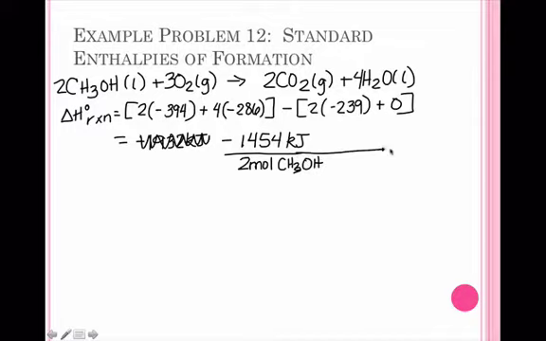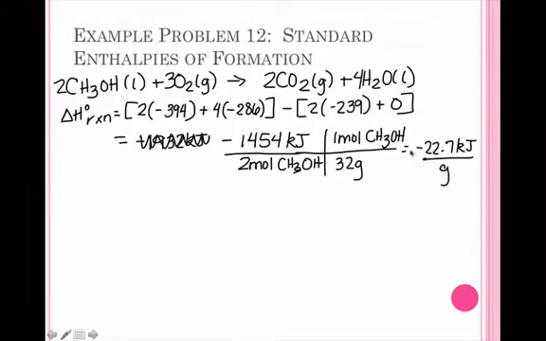CH3OH. So the problem wanted us to go per gram of methanol. So all I'm going to have to do is go 1 mole of this, and I'm going to put molar mass on the bottom, and I get negative 22.7 kilojoules per gram of methanol. So that's your first answer for methanol. We're going to do this whole process over again, but this time we're going to do it with the octane.